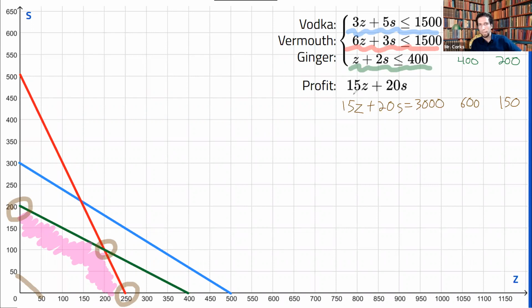Professor, 200. It will be 200 and 150. Okay, let's try that. 200, 150. 200 times 15, 200 times 1.5 would be 300 times 15, 3,000. Okay, and then that's basically the same math in the other direction for this other one.